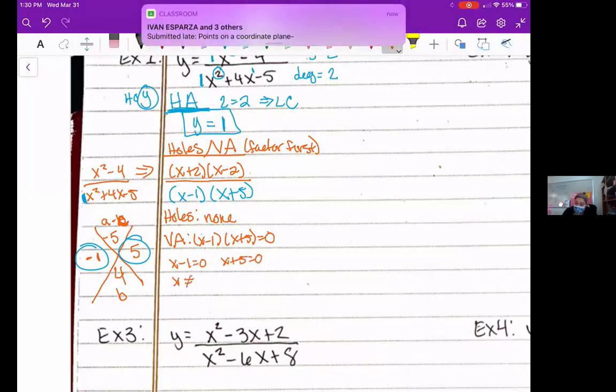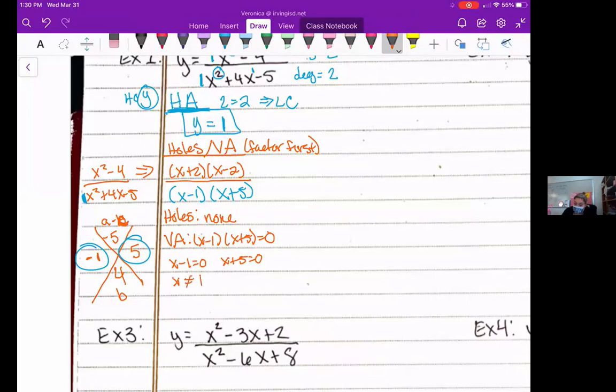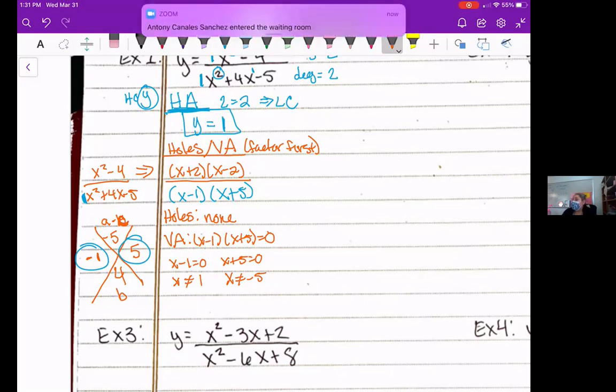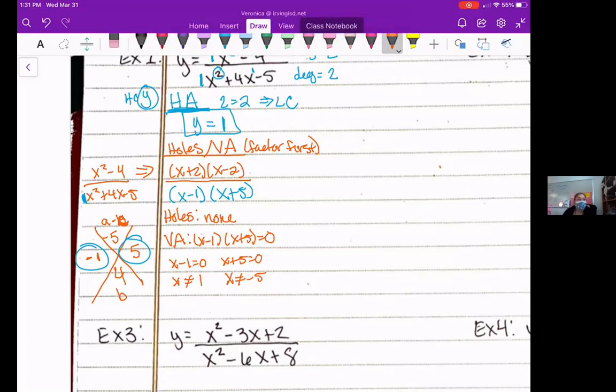So x cannot equal +1, and x cannot equal -5. If we plug in 1, 1 minus 1 is 0. Well, what's 0 times the second number? 0. If x is -5 and we plug in -5, -5 plus 5 is 0. What's 0 times the first number? 0. The denominator cannot be 0, and we've talked about that a few times. The denominator can't be 0. That's where vertical asymptotes come from. So your vertical asymptotes are at 1 and -5.